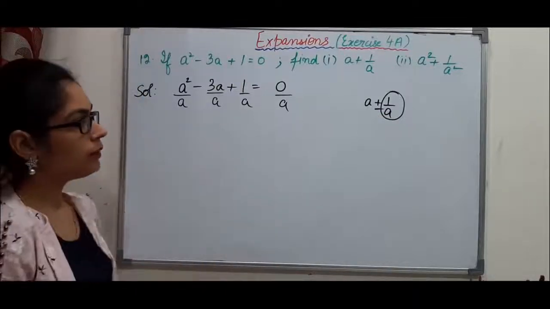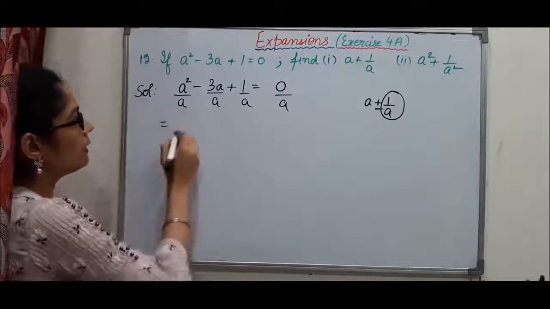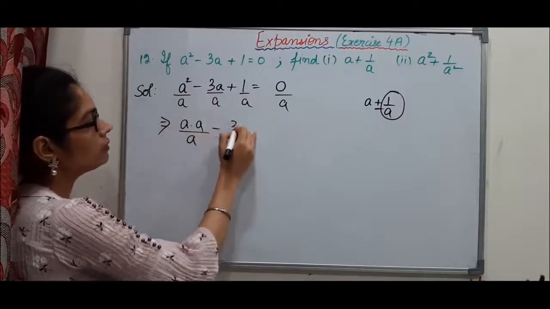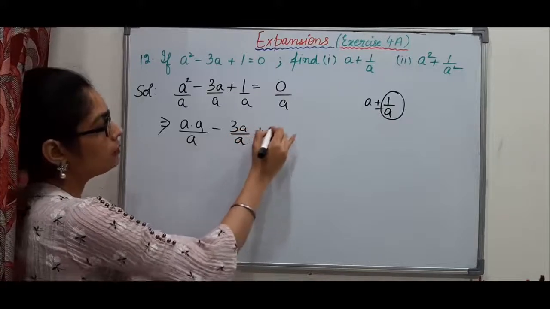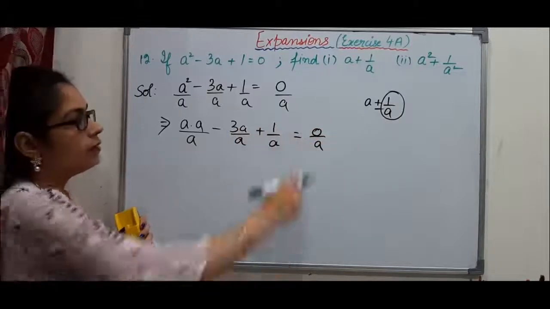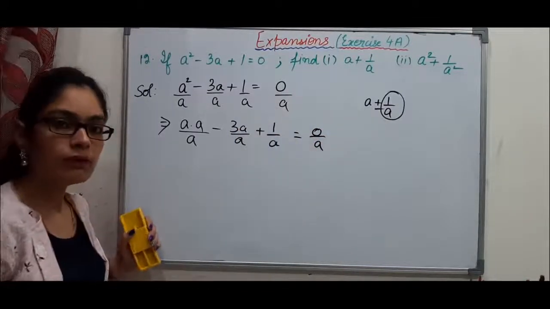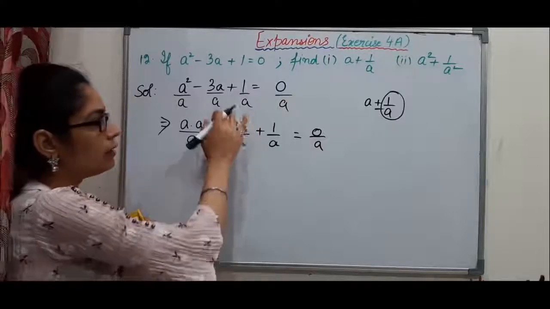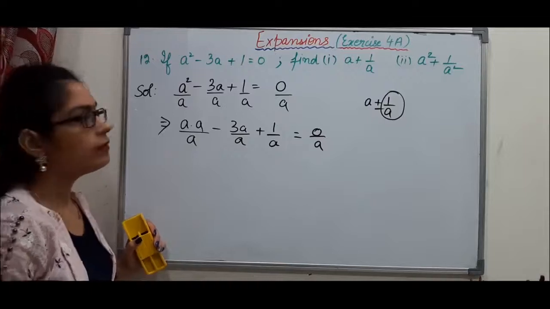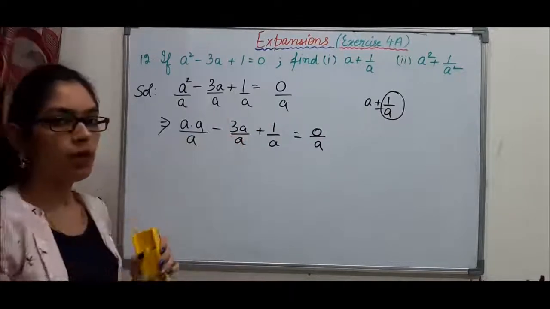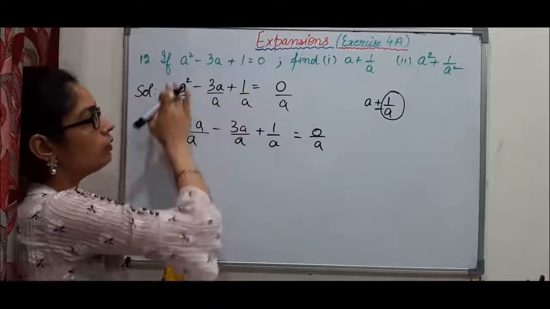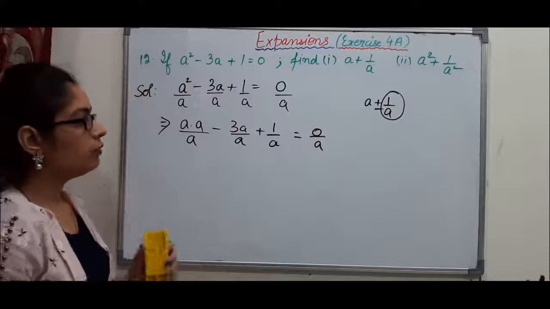So like that we can start. Now see, a square by a is a into a by a, minus 3a by a plus 1 by a is equal to 0 by a. This side also you have to show this, because whenever we make any change in an equation from our side, it should be on both the sides. It should not be on a single side, because if we make a change on both the sides, it will not make any difference to the given equation. So that's why we do this.